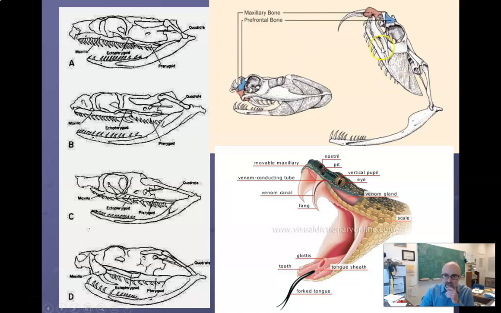The maxillary bones here, because they're movable, are used as they're eating their prey to pull their head up around the food item. They don't pull the food item into their mouth. They actually walk the skull up around the food item. And then these dentary bones on the bottom are not attached to each other except by skin and maybe a ligament. So one side of the lower jaw is independent of the other side, which allows them to stretch that. Okay, here's that glottis.